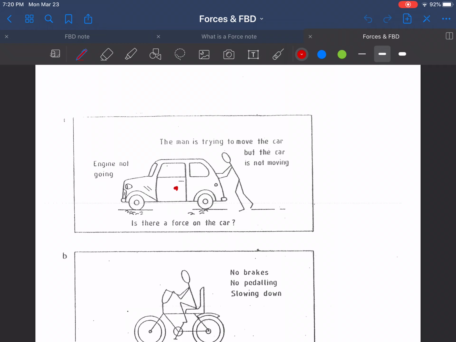We could say on the car, there's a force acting downwards. That's the force due to gravity. The ground is pushing up, so that's the normal force. We have the person pushing the car, so that's the applied force. And seeing that the car is not moving, he has to fight against friction. So there's our frictional force. So yeah, there's a lot of forces.